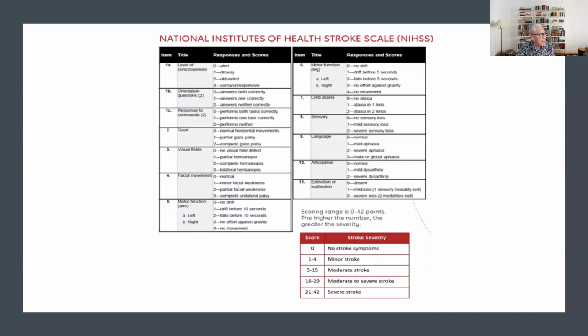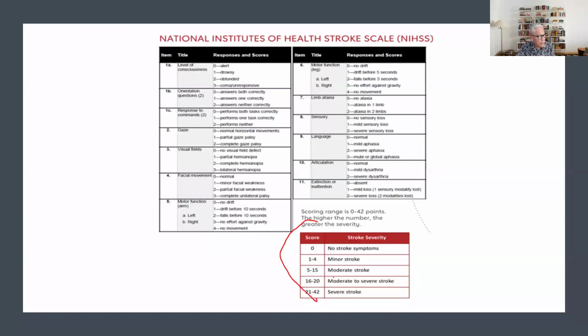So the scale is made up of 11 elements again, and the score for each ability is going to be numbered from 0 to 4, with 0 being normal functioning and 4 being completely impaired. Okay? The scoring is the one that is going to be important, and the scoring is going to be this one.